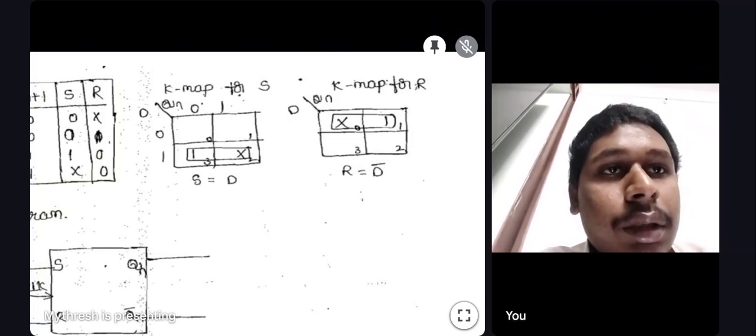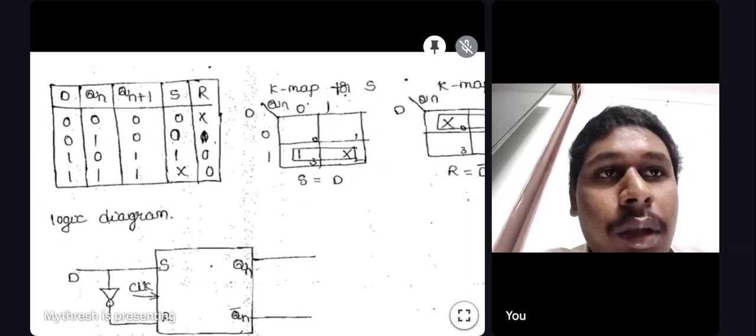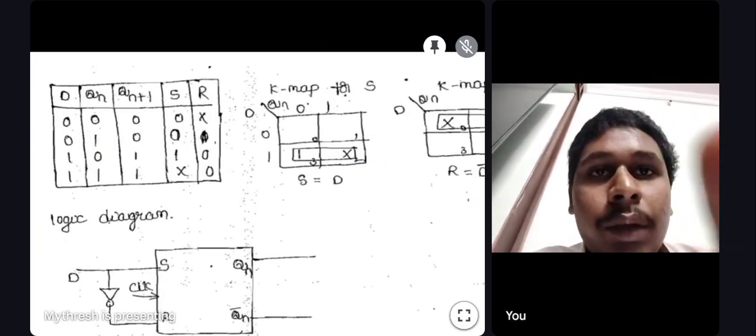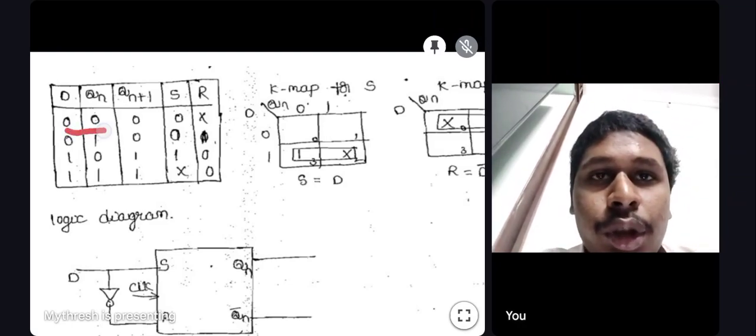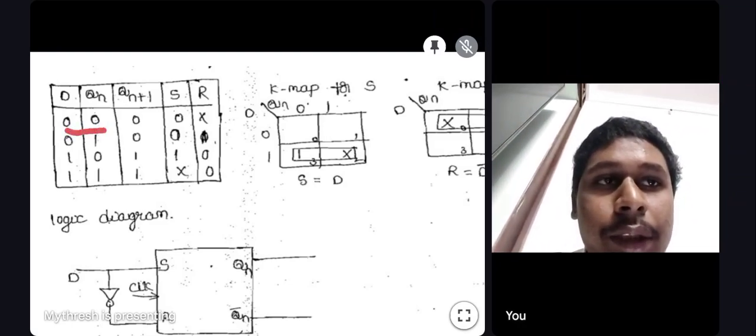Similarly for R, we will do the same. Let us see this. For R, for 0 0, R is don't care, so we will write don't care.